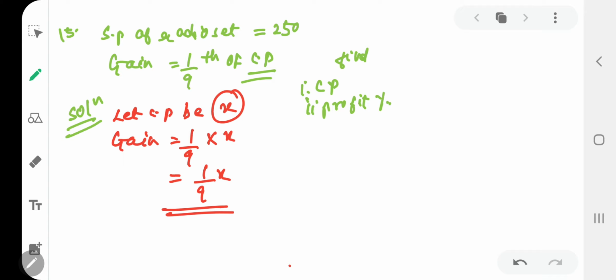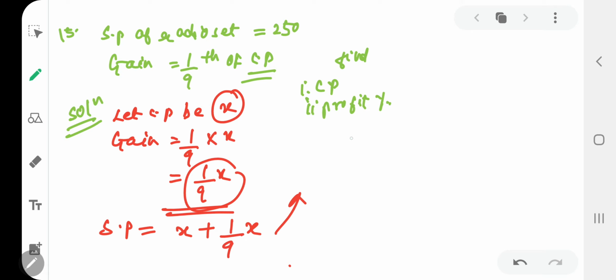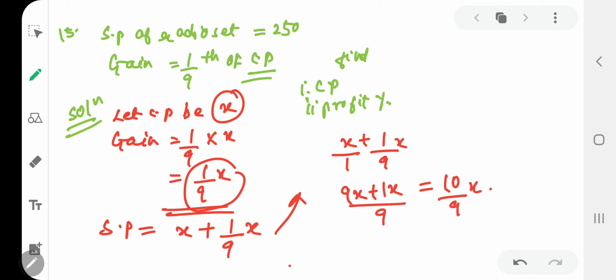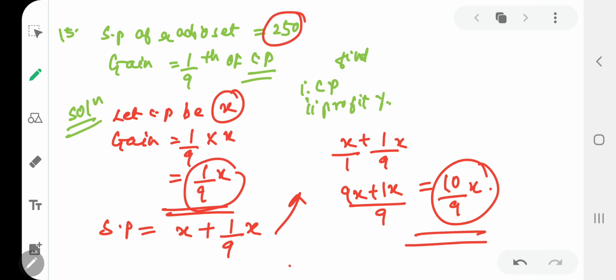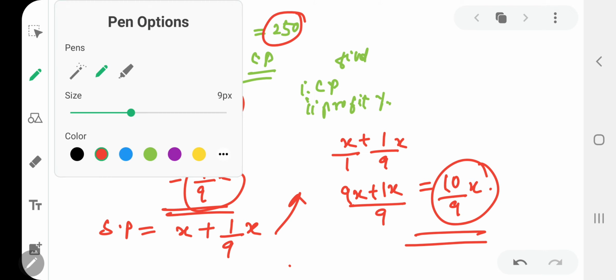Now CP is X, gain is this, then what will be SP? My SP will be CP plus profit. Yes or no? Yes. So we have X plus 1/9X. If you want to take LCM, it will be something like this. So it will be 10/9X is your SP. But my dear kids, SP is given as 250. But here you got SP as 10/9X. So what will you be doing now?